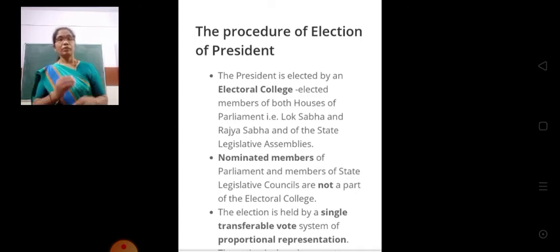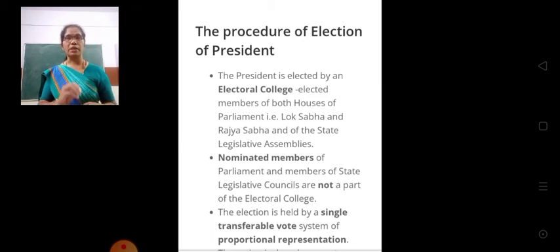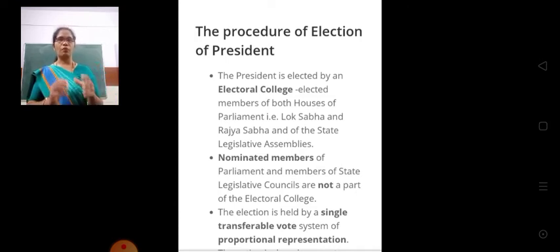The president can be removed from office only through a specific constitutional procedure called impeachment. So the president also can be removed from his office, and that process is called impeachment.